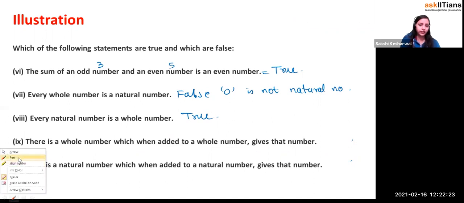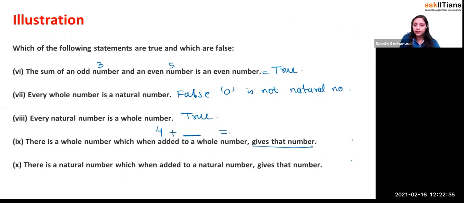Okay, just read the question again. It says that there is a whole number which when added to the whole number gives that number only. Let us suppose you take 0, you take 4, and what should be added, like a whole number should be added, you should get the answer 4, right? So what should be added? It will be what, beta? 0. Yes, because if you add 0 to any number, the result remains the same, right? But what happens if you add any natural number? If I say like 4 plus dash is equals to 4, is this possible with any natural number?